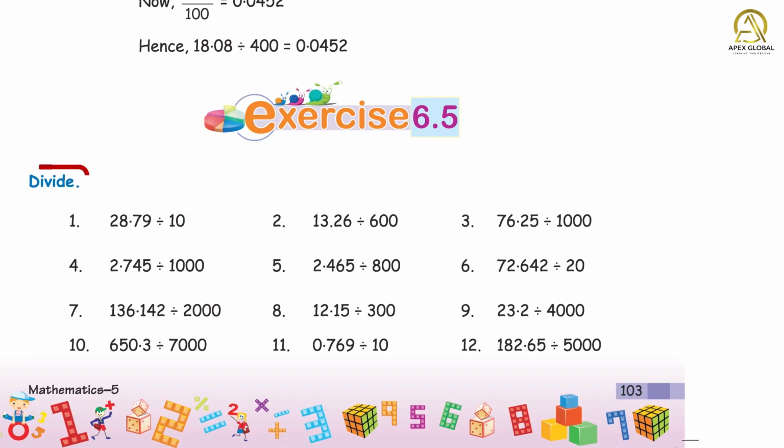Exercise 6.5. Divide: 1. 28.79 divided by 10. 2. 13.26 divided by 600. 3. 76.25 divided by 1000. 4. 2.745 divided by 1000. 5. 2.465 divided by 800. 6. 72.642 divided by 20. 7. 136.142 divided by 2000. 8. 12.15 divided by 300. 9. 23.2 divided by 4000. 10. 650.3 divided by 7000. 11. 0.769 divided by 10. 12. 182.65 divided by 5000.